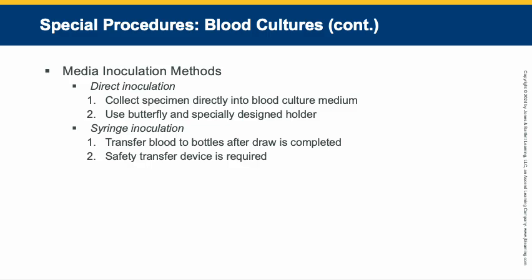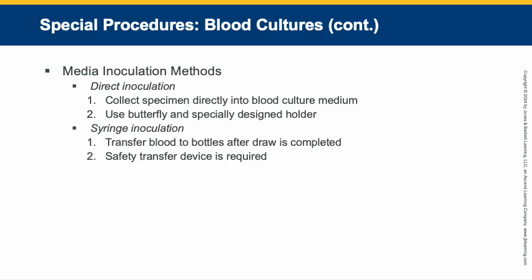Then you're going to get your bottle ready. You mark the required fill volume so you can make sure that you fill it to the level. It's already got the little line on there. You remove the cap, clean the top with 70% isopropyl alcohol, those little prep pads. Connect the special holder to the butterfly collection set. Perform the venipuncture like you would any venipuncture.